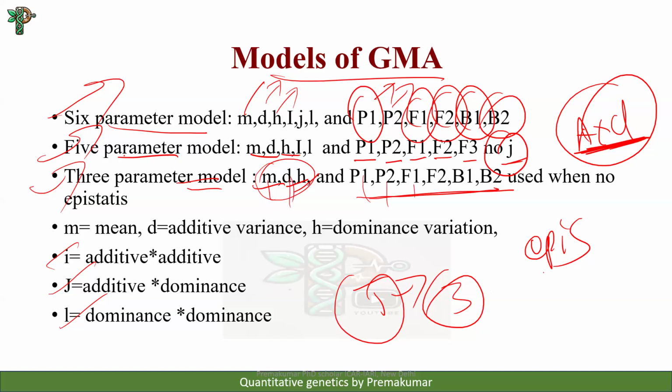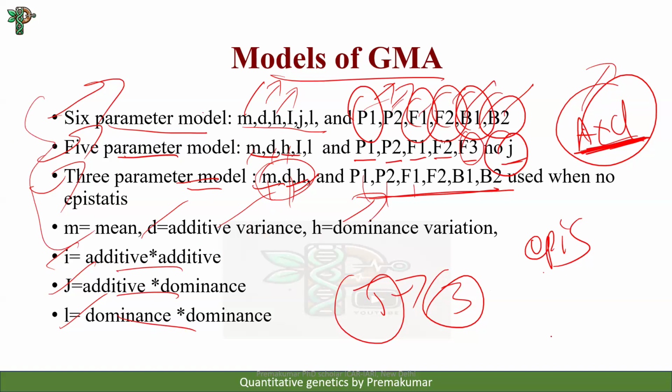But in the five parameter model, we are estimating mean, additive, dominance, and only one type of epistasis is not estimated, that is additive into dominance. Here, instead of backcrosses, we are using another one, F3. But in the six parameter model, we have backcross 1, backcross 2, F1, F2, P1, P2, and we are estimating all six parameters: mean, additive variance, dominance variance, and all the types of epistasis. That is the only difference between these models.